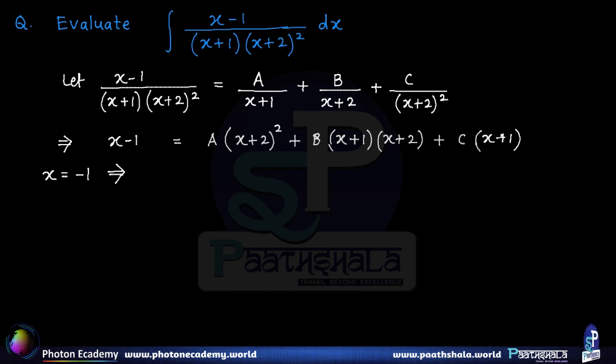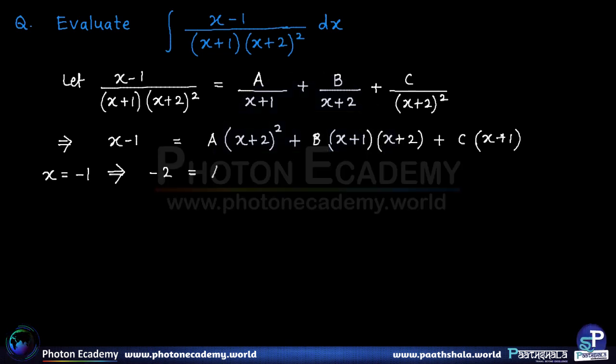Now by putting x as minus 1, the second term and third term will vanish and we will get the value of A. So putting x as minus 1 on the left hand side, we get minus 1 minus 1, that is minus 2, is equal to A into bracket minus 1 plus 2 is 1 and 1 squared is 1. So therefore here we get A as minus 2.